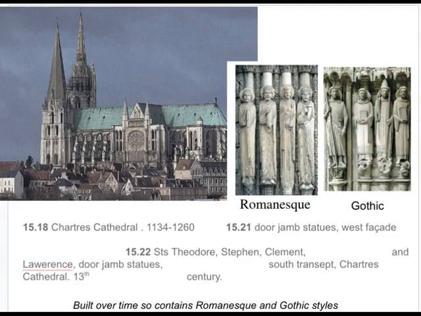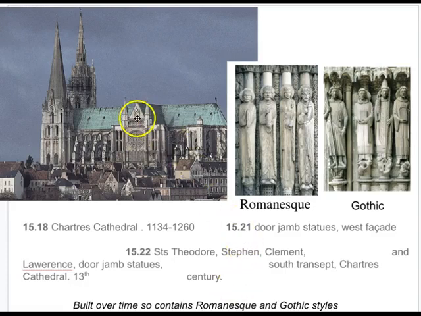So just to clarify, since my dates and stuff here are kind of messed up. The Romanesque one is the door jamb statues on the west facade of Chartres Cathedral, 1145 to 70 will be the date. And then the title of this Gothic one is the Saints Theodora, Stephen, Clement, and Lawrence, and those are also door jambs on the south transept of Chartres Cathedral, and those were made in the 13th century. So a few hundred years, not tons of time between them, but a couple hundred years difference.